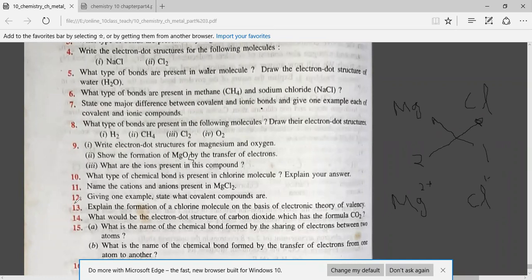12th, state what covalent compounds are and give one example. We can take the example of Cl2. Covalent compounds are formed when non-metal and non-metal combine. So what are covalent compounds? Compounds formed by covalent bonds. The example is CH4, methane.